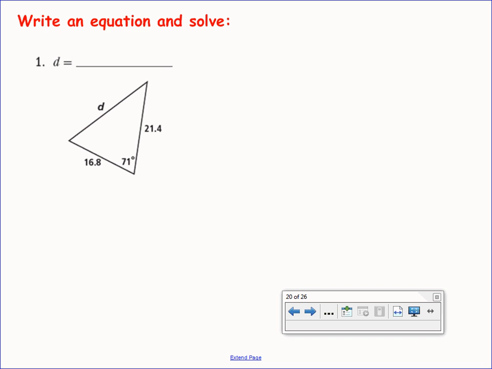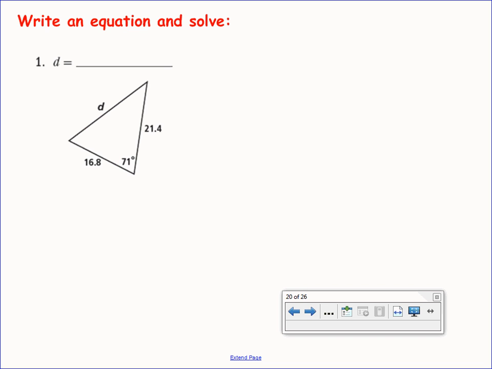So let's take a look at this triangle. As I consider the given information, I'm looking for an opposite side angle pair, right? Do I know an opposite side angle pair? Well, I see that D is opposite 71 degrees, but do I know what D is? No, I'm trying to find it. And so yet again, I've got a situation where I do not have given information about an opposite side angle pair, nor can I find one by doing our 180 minus strategy.